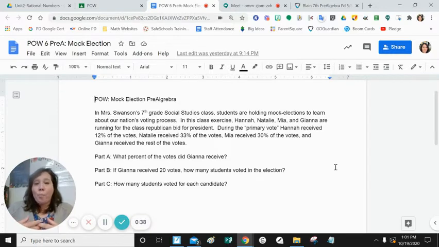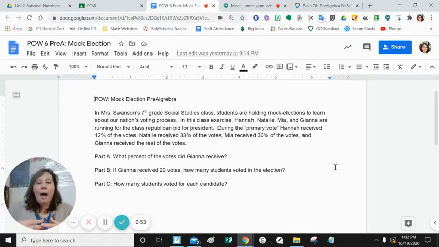Part A, what percentage of votes did Gianna receive? Part B, if Gianna received 20 votes, how many students voted in the election? And Part C, how many students voted for each candidate?